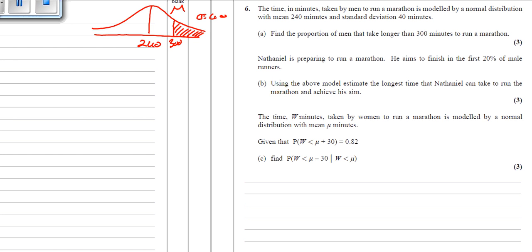Now the mean, which is the same as the median, is 240. So the fact that 300 is to the right of it means that halfway is going to be 50%. So if we get an answer which is 0.6, 0.7, it means that we got it wrong, because we know this is going to be less than 0.5.